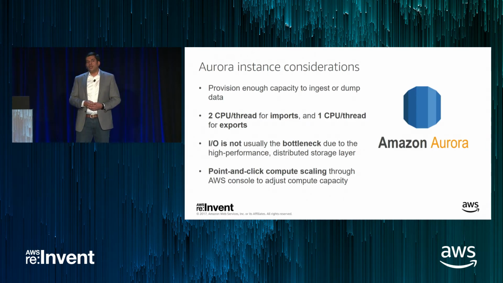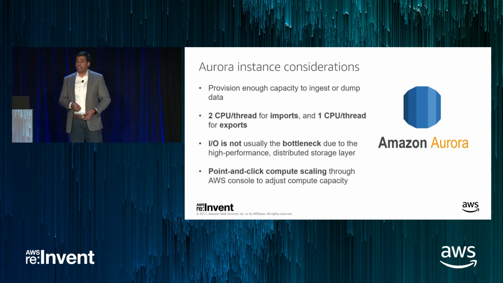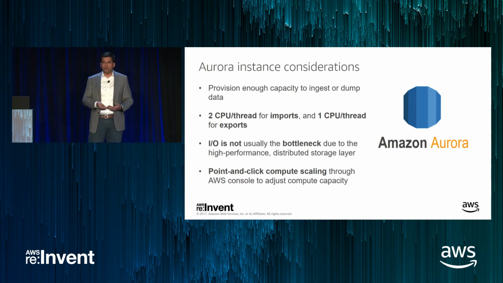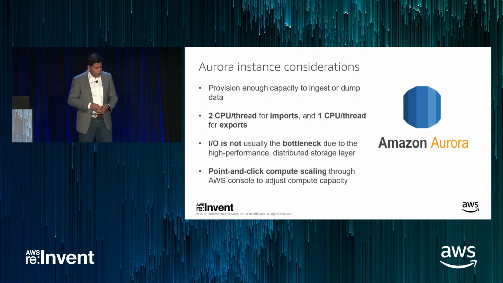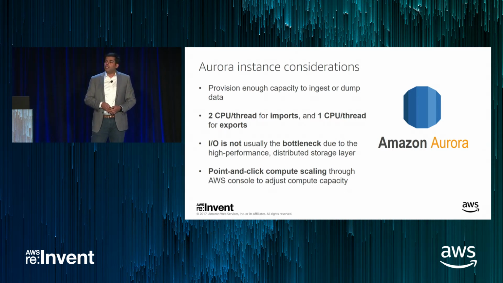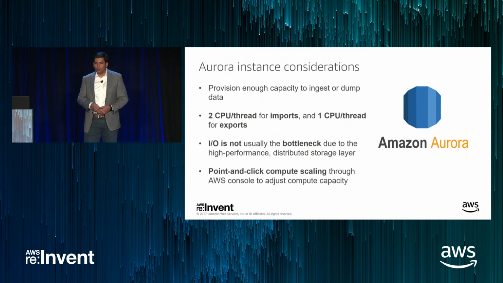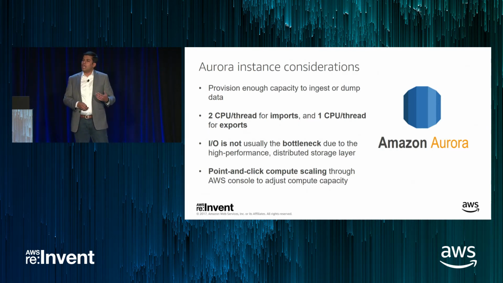Now let's look at the destination. In this case, it's the Aurora instance, right? So how much should you provision for it? Of course, it's obvious that you have to provision enough capacity to be able to ingest data, or dump data if you're exporting out of Aurora. What we recommend is that you provision at least 2 CPUs per thread for imports and 1 CPU per thread for exports.